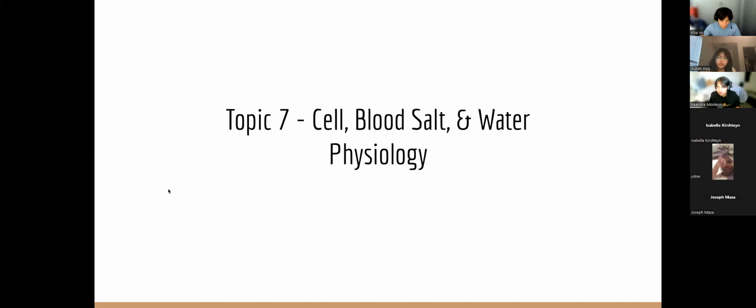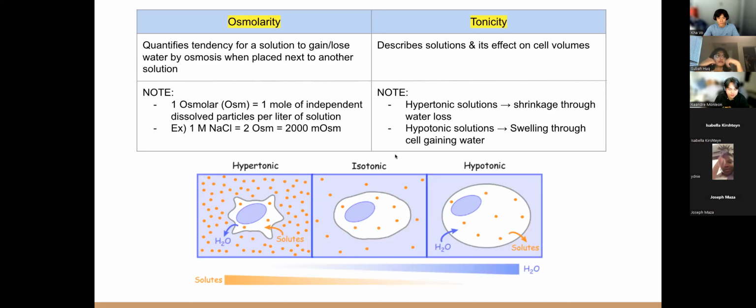Okay, so I will be the topic expert for topic 7, and I'm going to be talking about cell, blood, salt, and water physiology. So for this first topic, I'm going to elaborate a little bit more on osmolarity. What osmolarity is, it basically quantifies the tendency for a solution or a cell to gain or lose water through osmosis when placing it next to another solution.